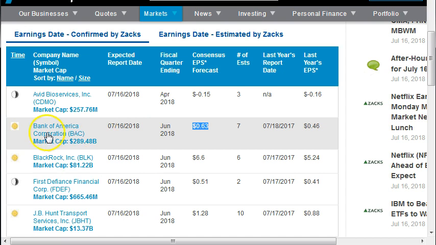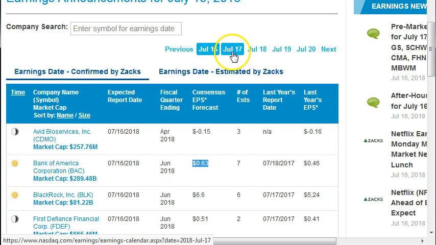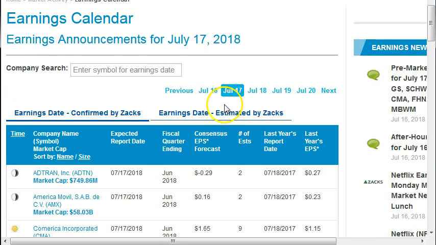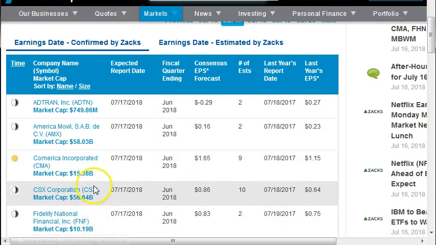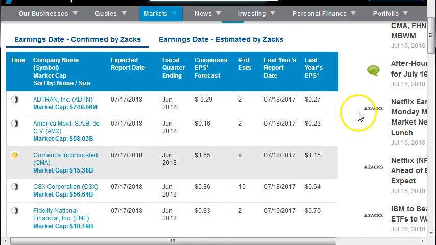If Bank of America's current quarter's earnings are going to be significantly more than this number, then the stock is going to jump. And if the stock is going to jump, then you know the options are going to increase. So if you're looking at options that are maturing before 7/20, you may want to look at these companies. There are several companies announcing earnings every day. Tomorrow, July 17th, we have Comerica, CSX, Fidelity. All these companies are announcing results, and you can also see what the expectation is.